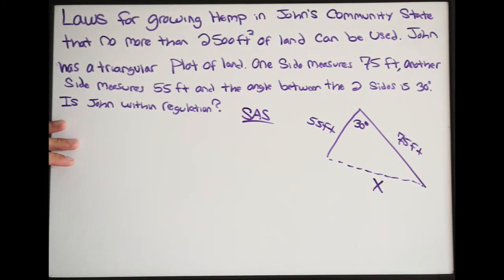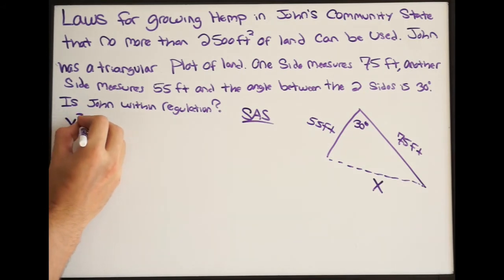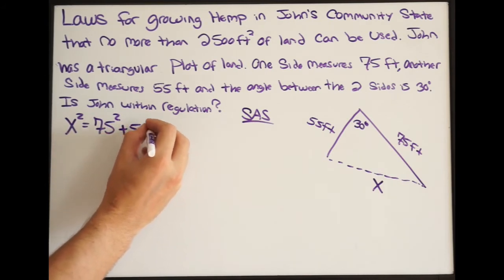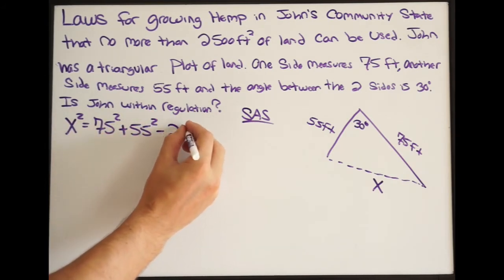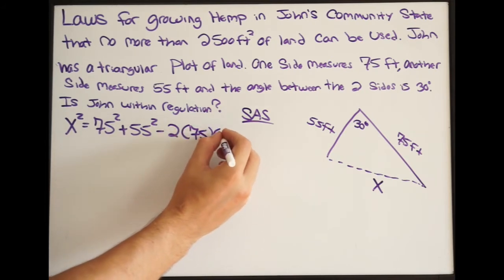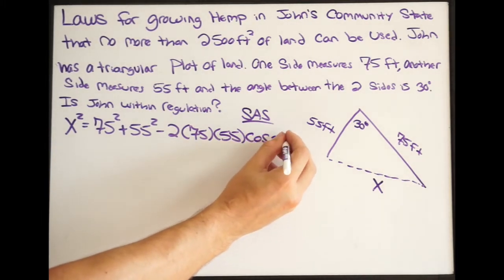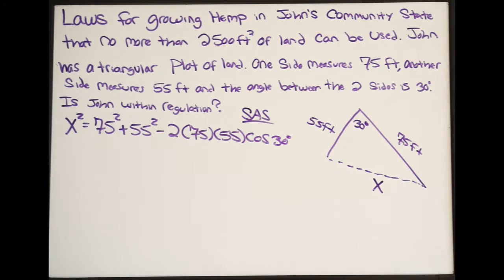I'm not going to write out the formula for the law of cosines. If you need a refresher, I do have videos on that, but if you're on this video, you should be familiar with it. So I'm just going to go right into it. Writing out the law of cosines, we get x squared equal to 75 squared plus 55 squared minus 2 times 75 times 55 times cosine of 30 degrees. Again, if you need a refresher, please watch my other videos. Also, make sure that you are in degrees.